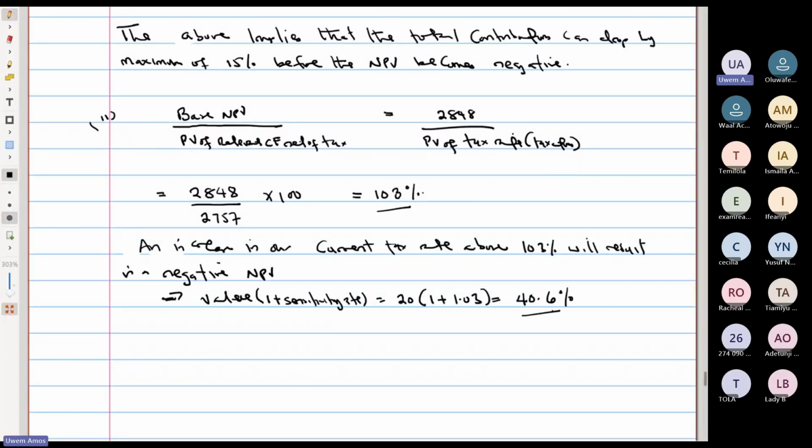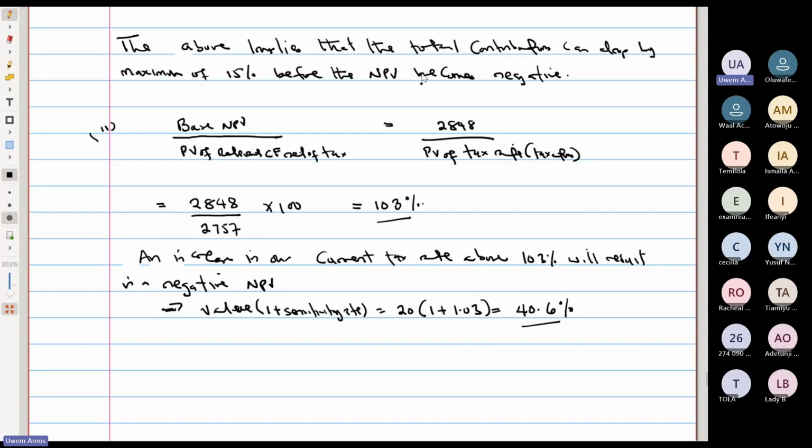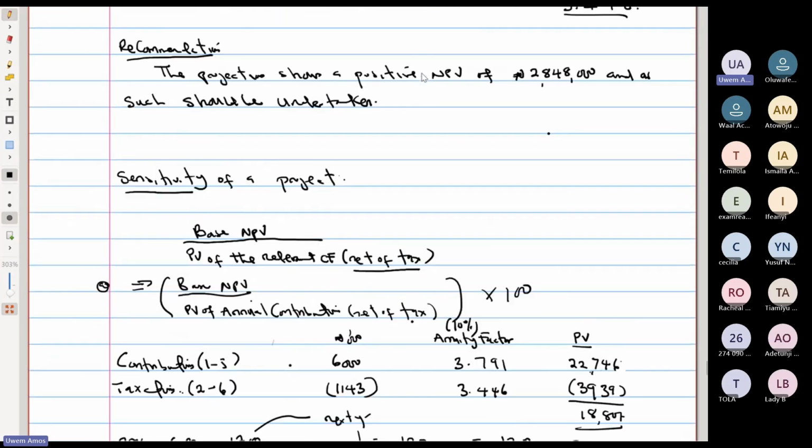So if the government by any chance increases tax above 40.6%, our project will go into the loss zone and would no longer be profitable to us. So that's an extra step. It wasn't required in this question, but an extra step just in case you're asked to compute what the maximum tax rate would be before it goes into the loss zone. All right, so that's sensitivity. We've used this question to also cover sensitivity analysis.